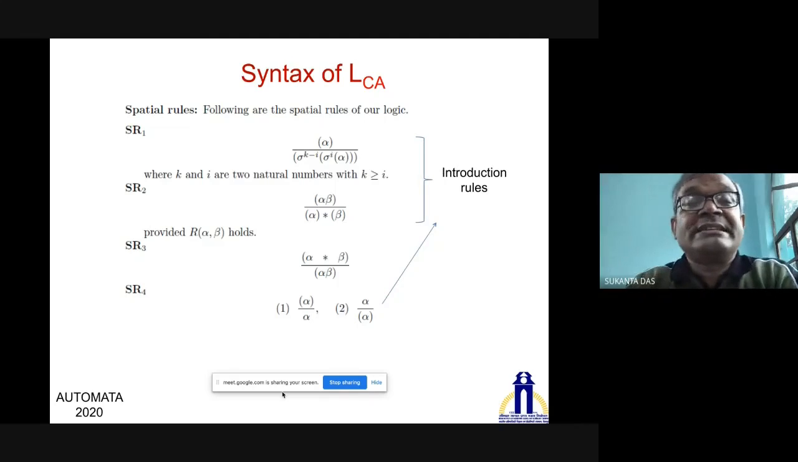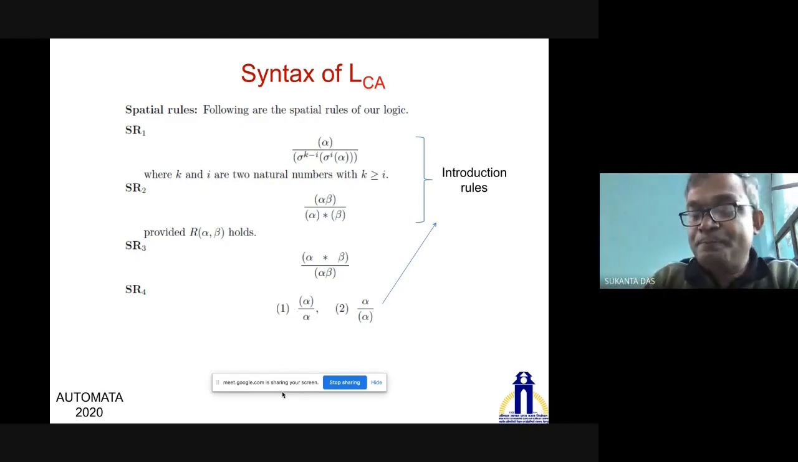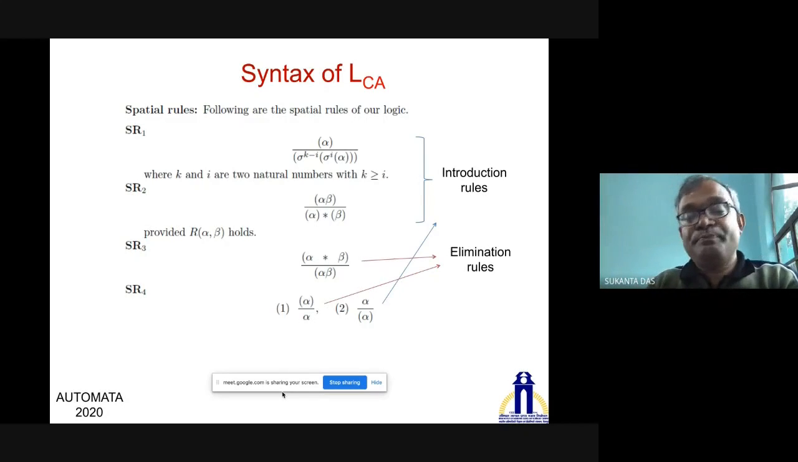Out of these four, you can see that SR1, SR2, and SR4.2 are introduction rules. Why? Because in alpha there was no sigma, and I'm introducing sigma here. Similarly, in case of SR2, I'm introducing star here. In SR4.2, I'm introducing bracket. So they are called introduction rules. On the other hand, in case of SR3, we eliminate star from a formula. In SR4.1, we eliminate bracket. So these are called elimination rules.